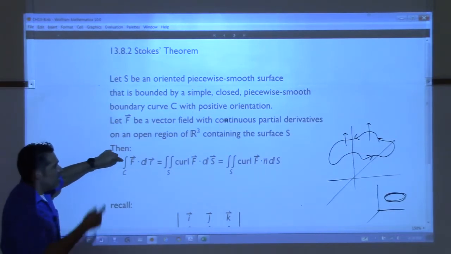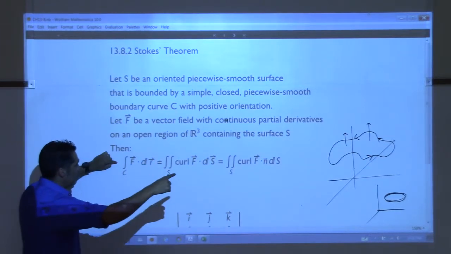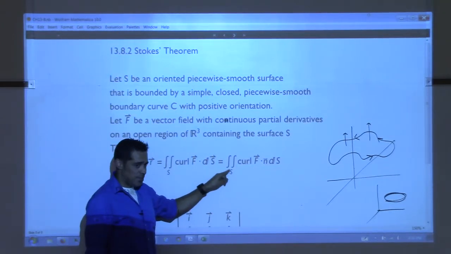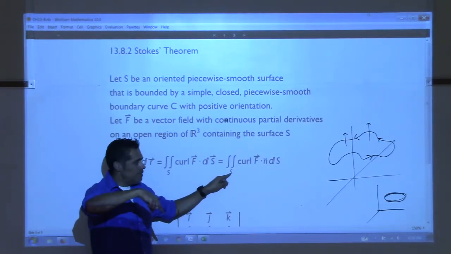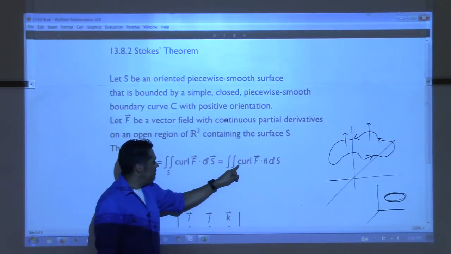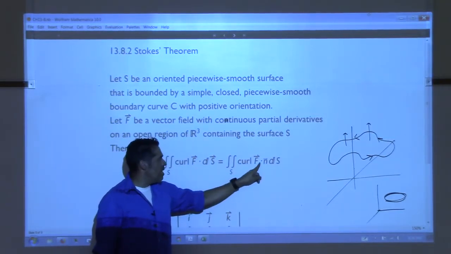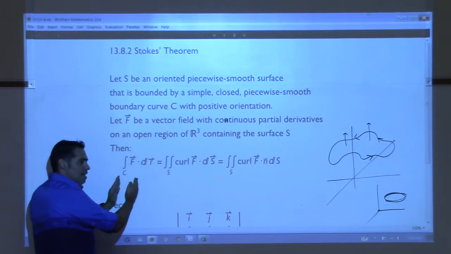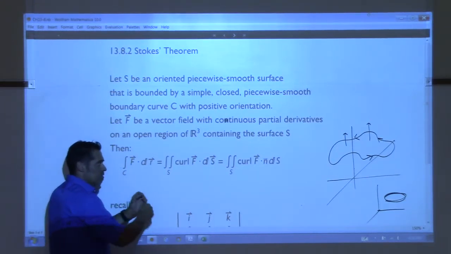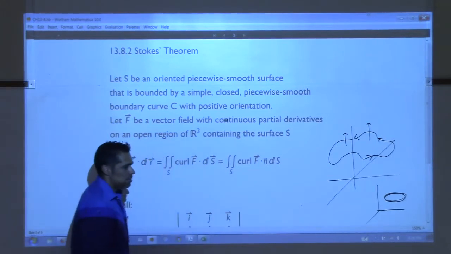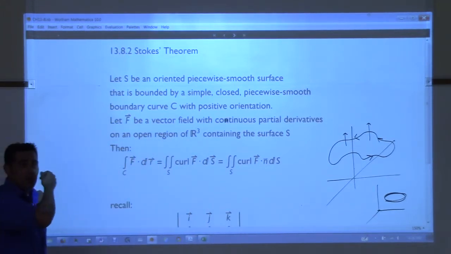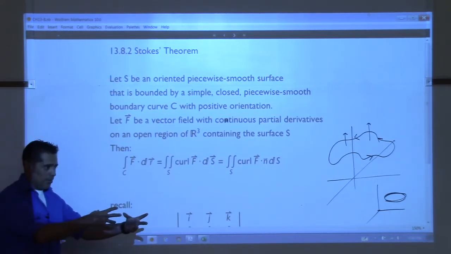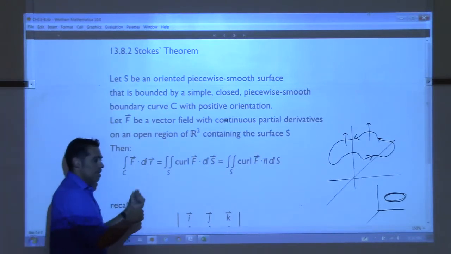It says if you want to calculate the work as you move through the vector field around the curve, then all you have to do is calculate the surface integral of the surface that is enclosed by the curve, or bounded by the curve, but you're not doing the field, you're doing the curl of the field dotted with the normal vector dS. So we somehow turn a closed line integral into a surface integral. Just like Gauss's theorem, or the divergence theorem, allows us to turn a flux integral into a triple integral, this allows us to turn a line integral into a surface integral.